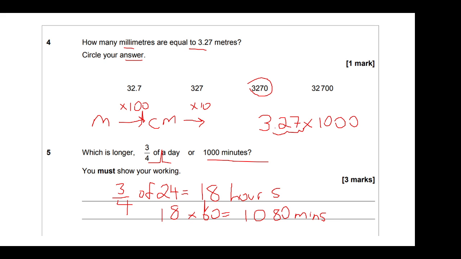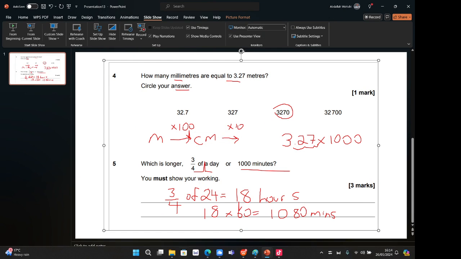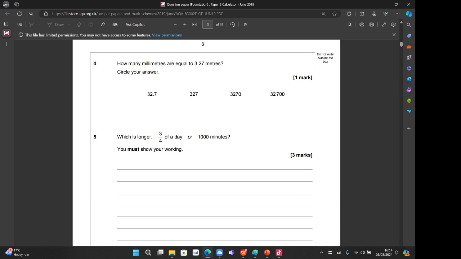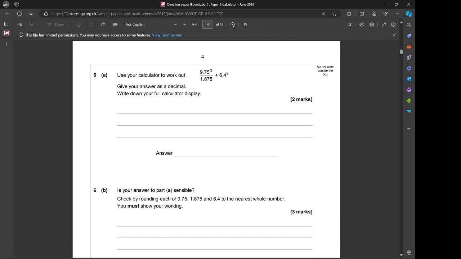Can I move on, guys, or do you want to screenshot that? I'll give you just 5 seconds to screenshot. 5, 4, 3, 2, and 1. So back to the paper now. That's question 4 and 5 done.